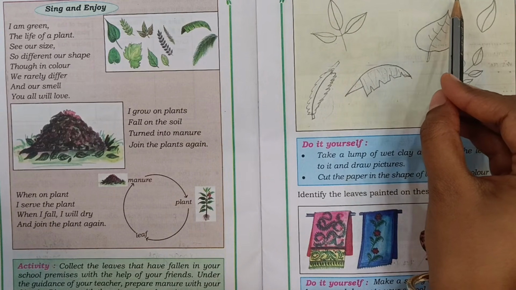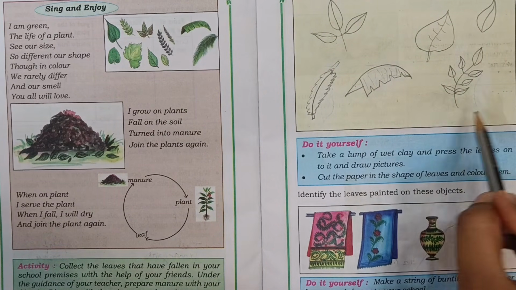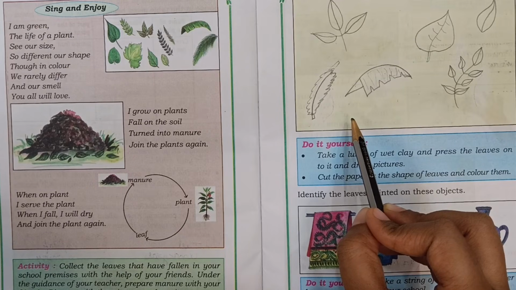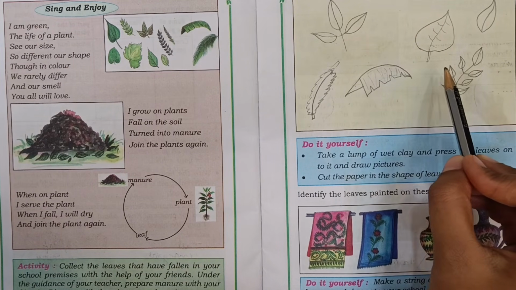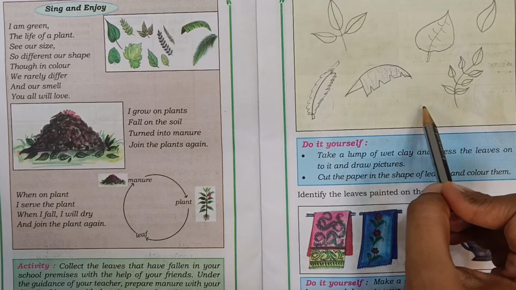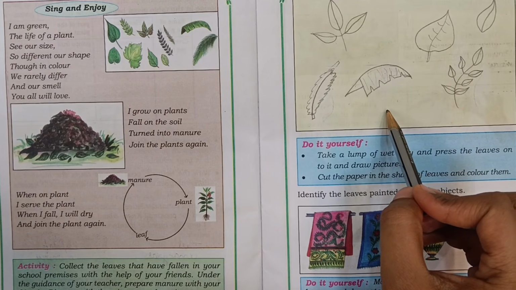Draw the pictures of different leaves. So here they have given some space. In that you have to draw different varieties of leaves, children. Okay.